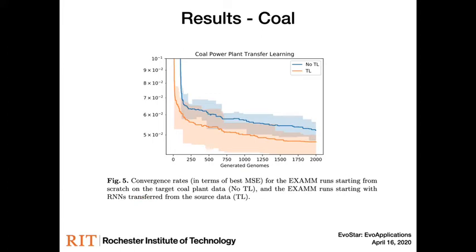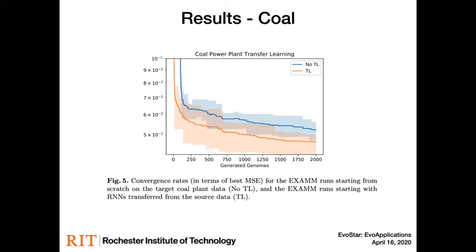And here is our results basically. The y-axis here is mean squared error, and we can see that the transfer learning group, the one in orange, did perform better. It trained a bit faster, and it achieved better performance overall.